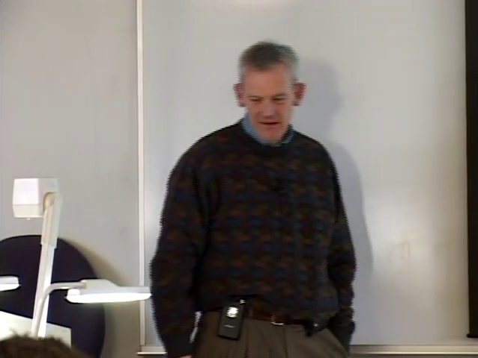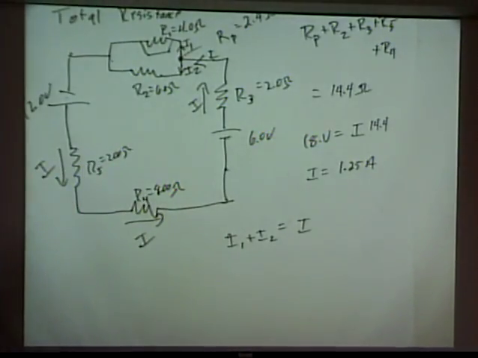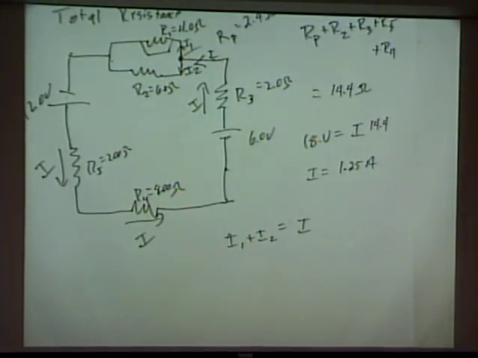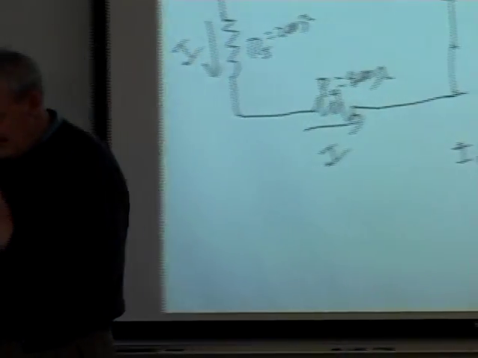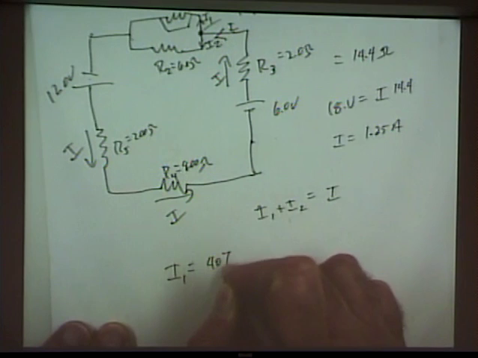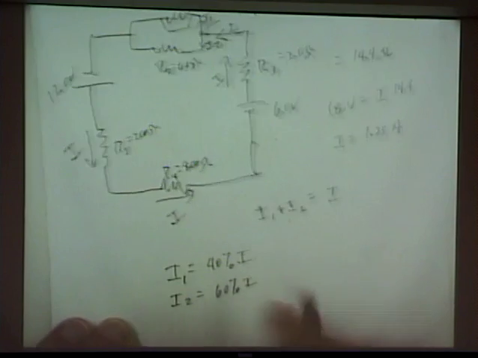But here's an easier way to do this. Notice, this is 4, this is 6. Okay? So take 40% of one, take 60% of the other, and boom, you've got it. 40% of 1.25 comes out to be 0.5, and 60% of the other one comes out to be 0.75. And you've got it. So I1 equals 40% of I, and I2 equals 60% of I.